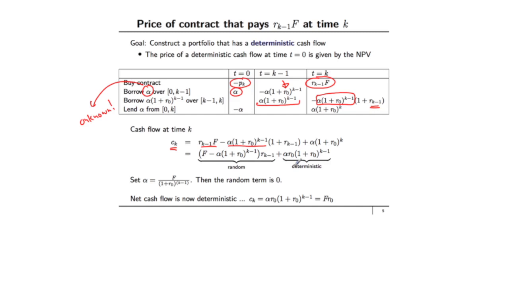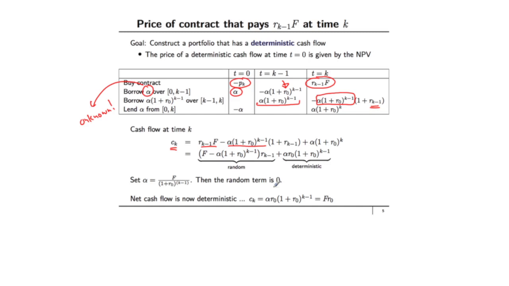Remember, alpha was unknown. So what I'm going to do is choose my alpha in such a way that this particular bracket cancels out. And if you set that equal to 0, you get alpha equal to 1 over 1 plus r0 to the power k minus 1 times f. This makes sure that the random quantity is equal to 0. Now I want to understand what happens to this cash flow. I have made the cash flow deterministic, and now I'm going to use net present value to calculate what happens to the cash flows. So the cash flows appear only at 3 times: t equal to 0, t equal to k minus 1, t equal to k.